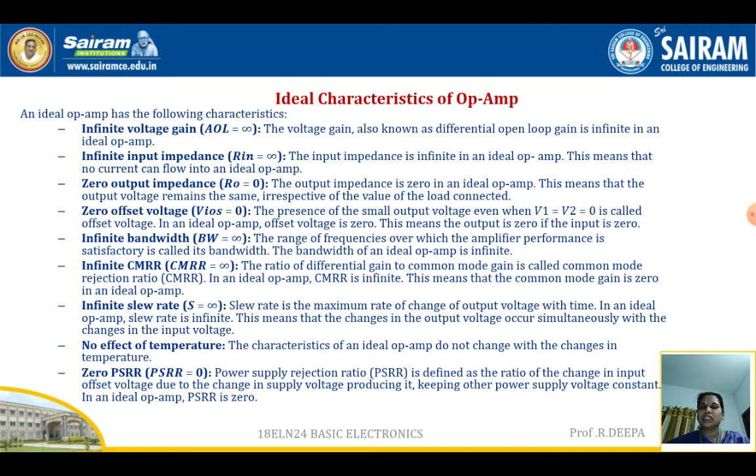The offset voltage is represented by VIOS. So what is this offset voltage? Whenever no input voltage is given to an op amp, that is both V1 and V2 are equal to 0, we normally expect that the output voltage will be 0. For an ideal case, this output voltage will be 0. We name this output voltage the offset voltage. That is why, for an ideal op amp, the offset voltage will be 0, whereas for a practical op amp, there will be some offset voltage across the output terminal.